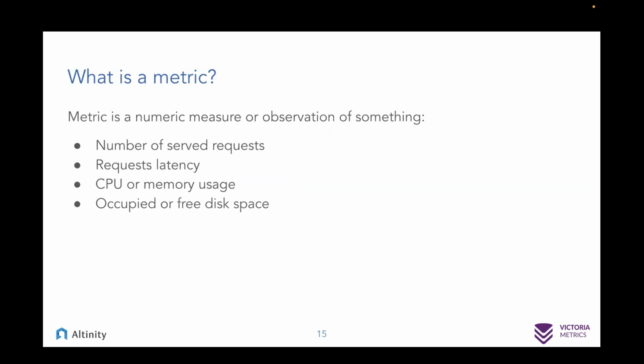Okay, but what is actually a metric in this scheme? A metric is some numeric measure or observation of something. For example, the number of served requests, or the number of received errors, or request latency, or CPU usage of my laptop, or maybe the number of participants in this webinar is also a metric. And when you have these metrics, you can then ask specific questions like, what was the total number of participants during this 1 hour of the webinar? And it is useful information.